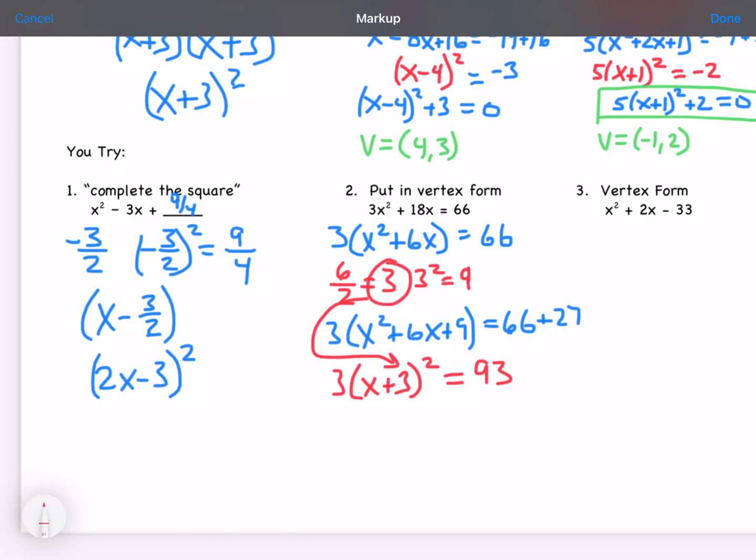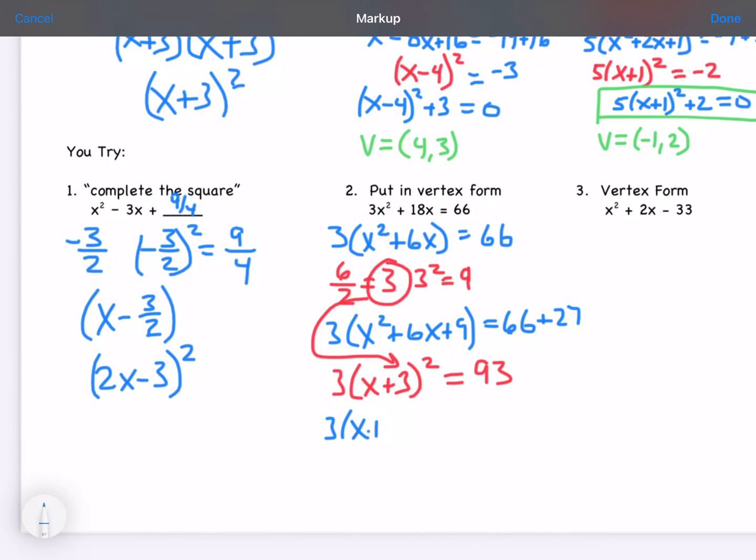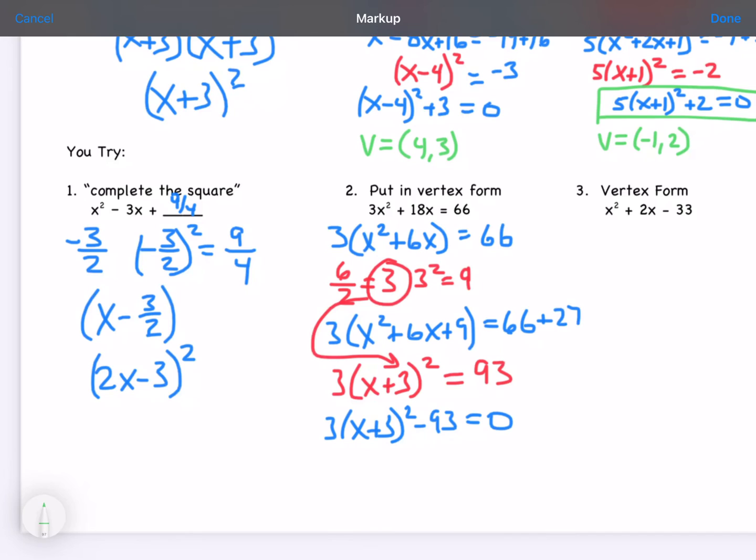And then I'm just going to bring it over. 3 times x plus 3 squared minus 93 equals 0. So my vertex is at -3, -93.